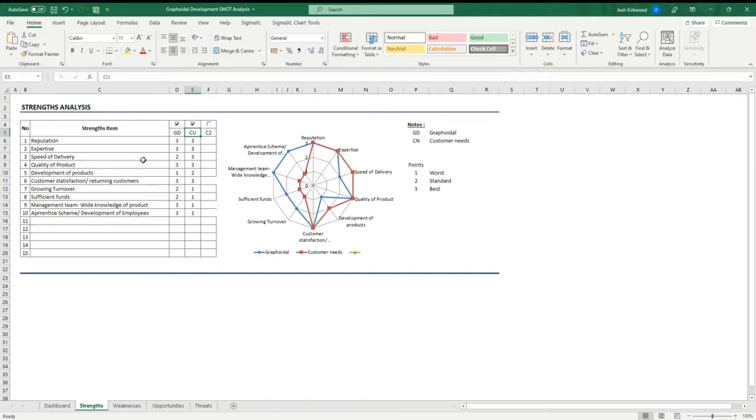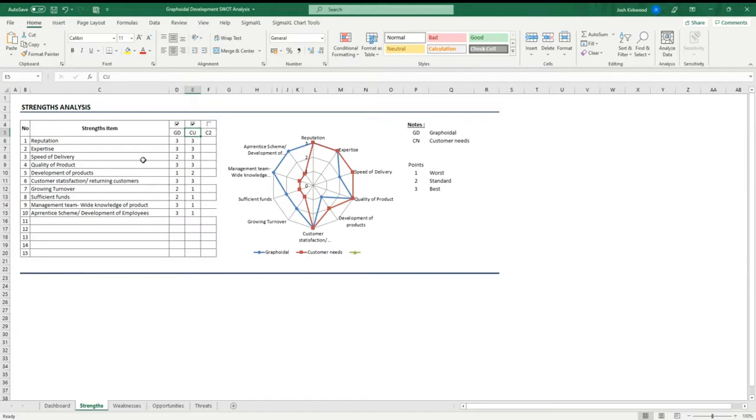Sufficient funds I put 2. So we're backed by a group, Rondo Group, so we're not relying just upon ourselves for the funds. We've got a nice sustainable income. Management team, wide knowledge of products. So our management teams have been in positions 10 years plus. So yeah, they certainly know their products.